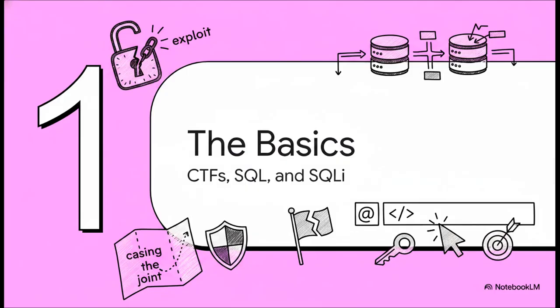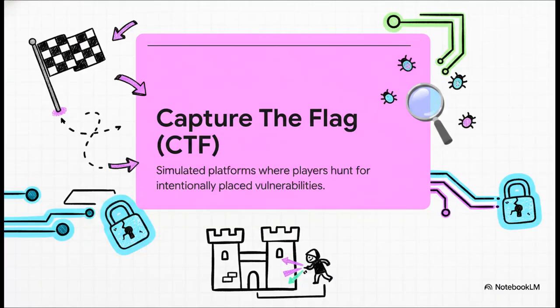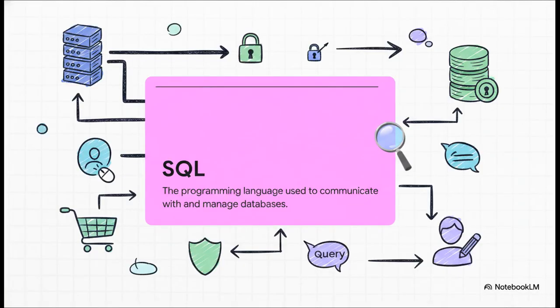All right, Section 1, the basics: CTFs, SQL, and SQLI. Before we case the joint and execute our exploit, let's just quickly get our foundational terminology locked in. First up, we've got Capture the Flag, or CTF for short. In cybersecurity, platforms like Port Swigger provide these simulated websites that are intentionally riddled with vulnerabilities. As players, we basically hunt for these weaknesses to capture a digital flag, which proves we successfully hacked the system. It is literally the ultimate training ground to develop your analytical thinking and practice real-world hacking techniques, completely legally and safely.